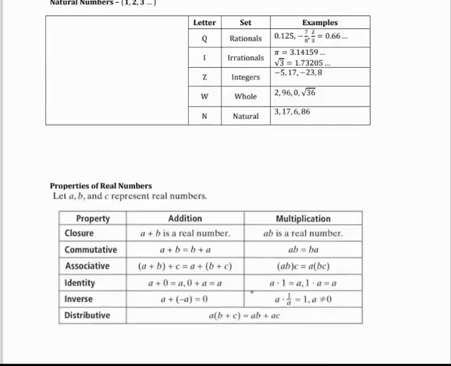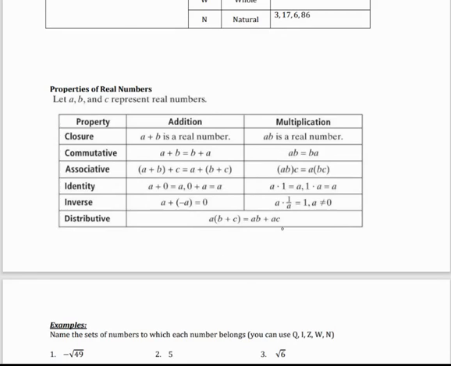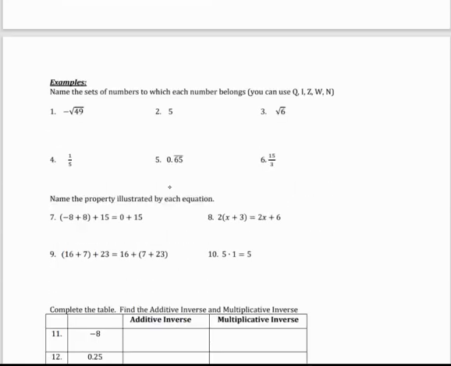Okay? So then we have some properties of real numbers: closure, commutative, associative, identity, inverse, distributive. Here is a chart. I'm going to let you review that. And if you have questions, of course, you can let me know. Okay, but those should all be reviewed. We'll do some examples of them below. So let's do some of these together and then you can try some on your own.